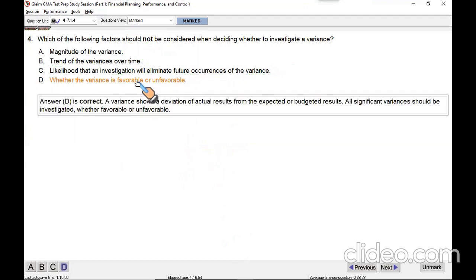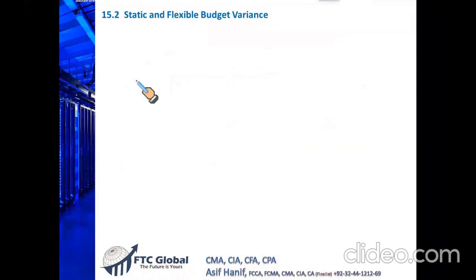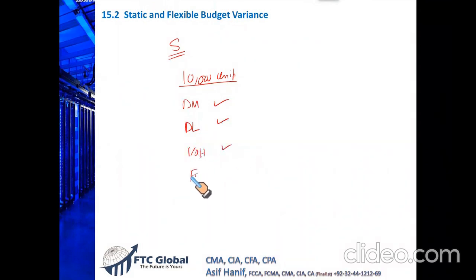All right, so going back. Next, we have static versus flexible budget. This is a very important concept you must learn. Let's say, as per the standard costing, I prepared a budget for 10,000 units. Based upon my budget, for 10,000 units, this must be the direct material, this the direct labor, this the variable overheads, this the fixed overhead, and so on. This was the original budget, sometimes called the static budget.